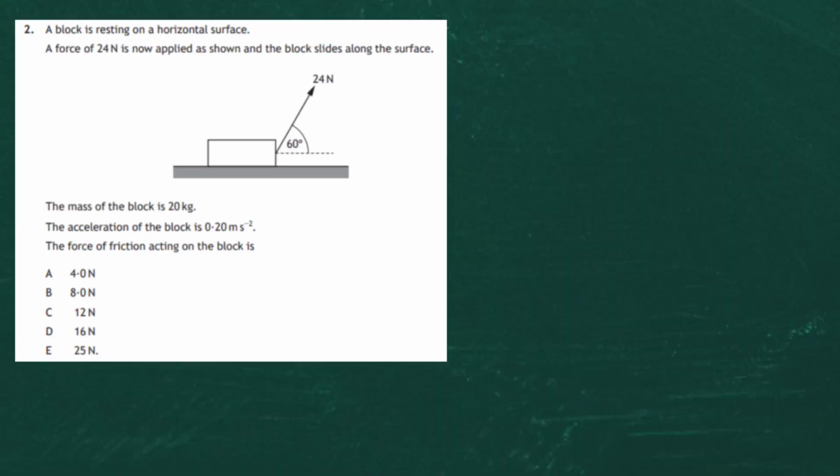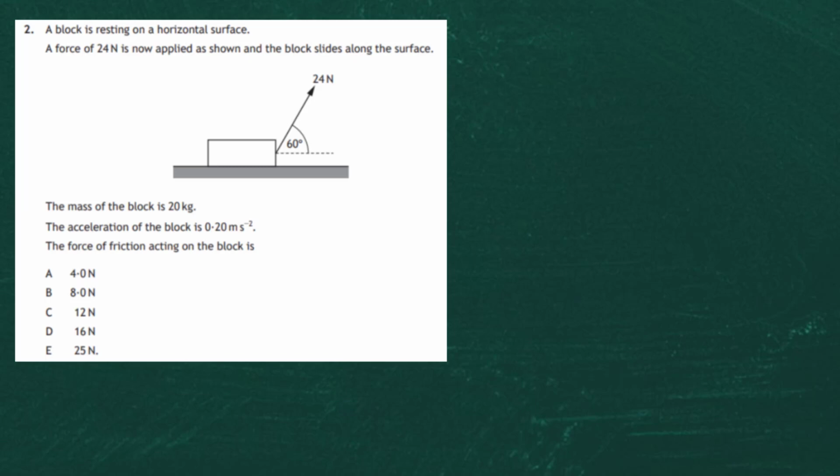Question 2 from section 1 of the 2017 Higher Physics Examination. A block is resting on a horizontal surface, big block of wood, and a force of 24 newtons is now applied as shown, and the block slides along the surface. The mass of the block, we're told, is 20 kilograms. The acceleration of the block is 0.20 meters per second every second, and the force of friction acting on the block is, and we're given 5 choices.